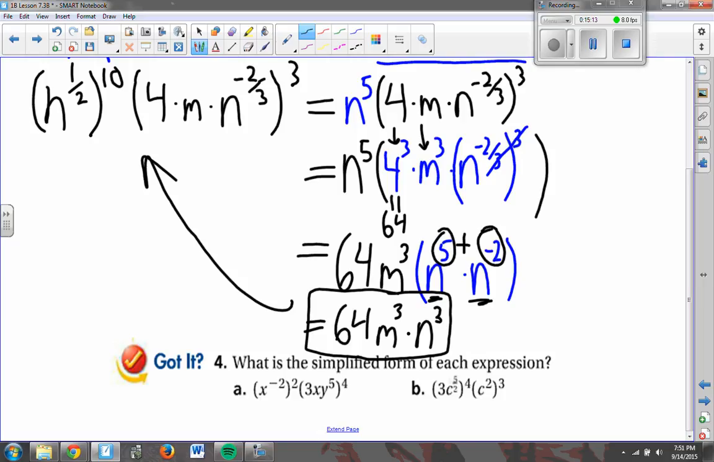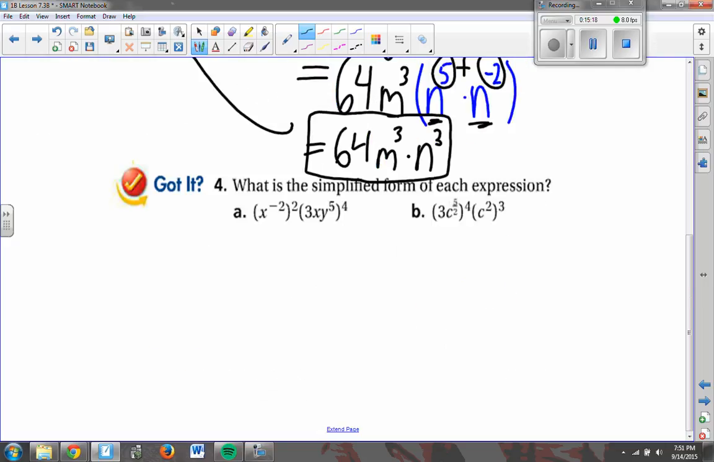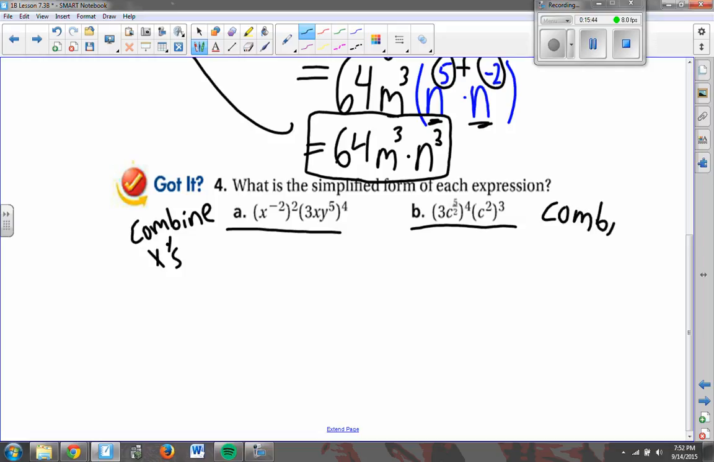If you need to go back and re-watch that again, please do. Then when you're ready, take a look at these two practice problems down here, simplifying all these crazy different pieces. Make sure that you're putting together in the end what letters are the same. In this case, the x's can get combined in the end. So I'll put that here. Little hint for you: combine x's at the end. And here we can combine c's at the end. So take a look at these two practice problems.